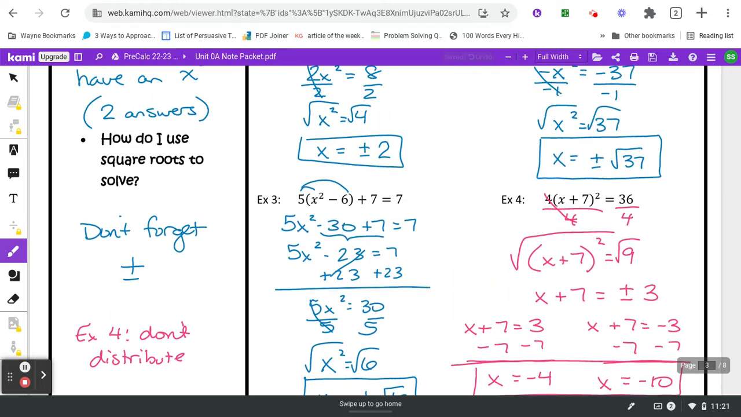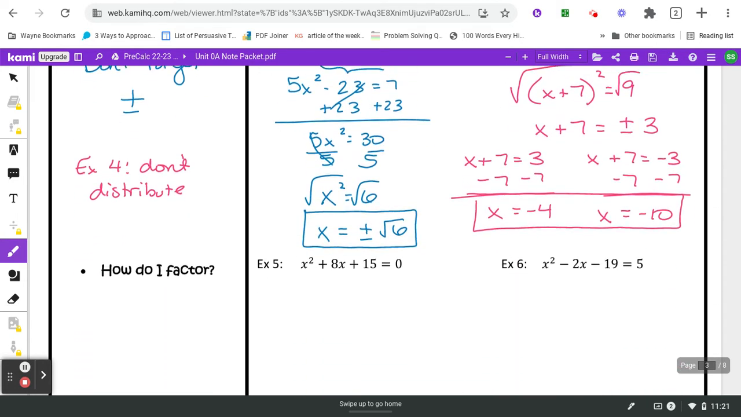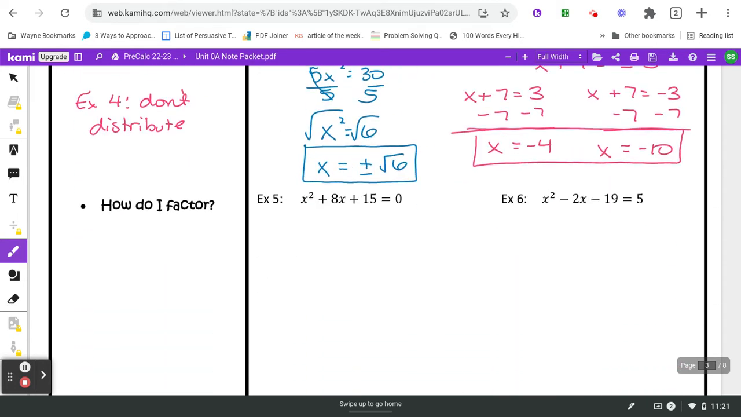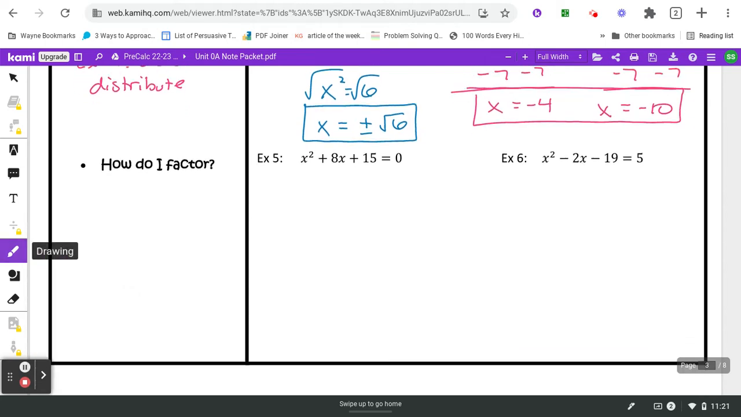Most of those equations had an x squared and some numbers. Once we get down to problems 5 and 6, we actually have an x squared, an x term, as well as a number. So we're going to have to solve these a little bit differently. So example number 5, in order to factor something, we must set the equation equal to 0. Example 5 is already set for us to do that, so we'll go ahead and get started.